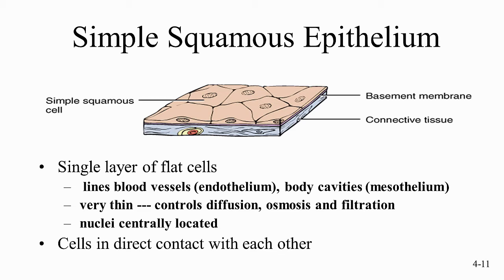Another place, if we think of diffusion, where would we want simple squamous epithelium? It's also found in the air sacs of the lung, because we want that tissue to be as thin as possible to allow oxygen to diffuse back and forth.